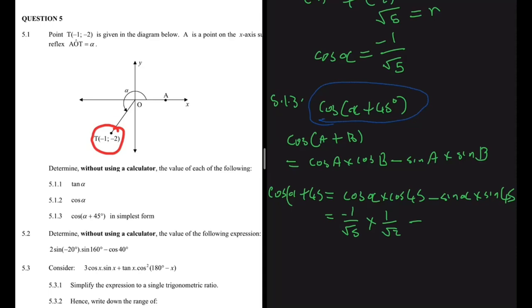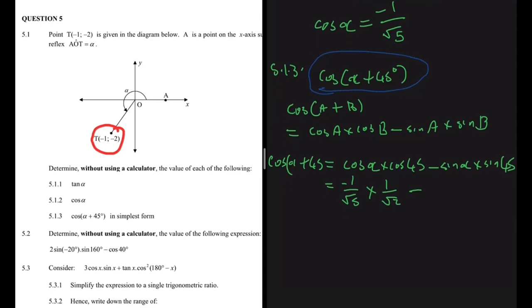So what is sine of alpha? Again, let's go back to our definitions. We know that sine of theta is equal to opposite over hypotenuse. So that is y divided by r, right? So let's just plug that in. So we're going to have minus y, which is minus 2, and then r, which is square root of 5. And then sine of 45. Sine of 45 is a special angle, square root of 2 divided by 2.